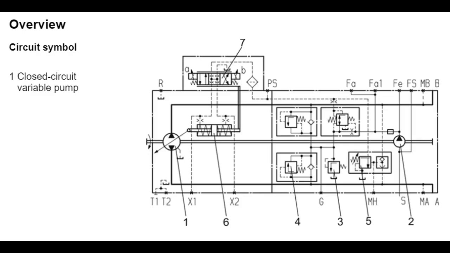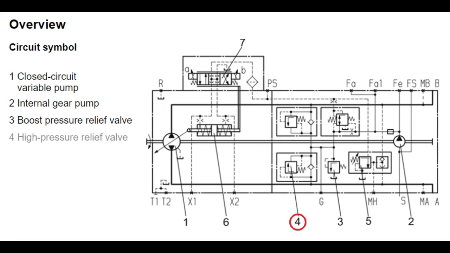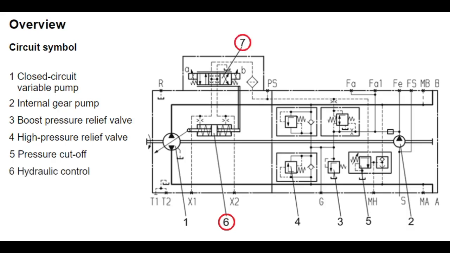Every component required for safe closed-circuit operation is integrated into the pump. The internal gear pump 2, which works in an open circuit, the boost pressure relief valve 3, both high-pressure relief valves 4, with feed function pressure cutoff 5, the hydraulic control 6, and the control module 7 that changes the swivel angle of the pump.